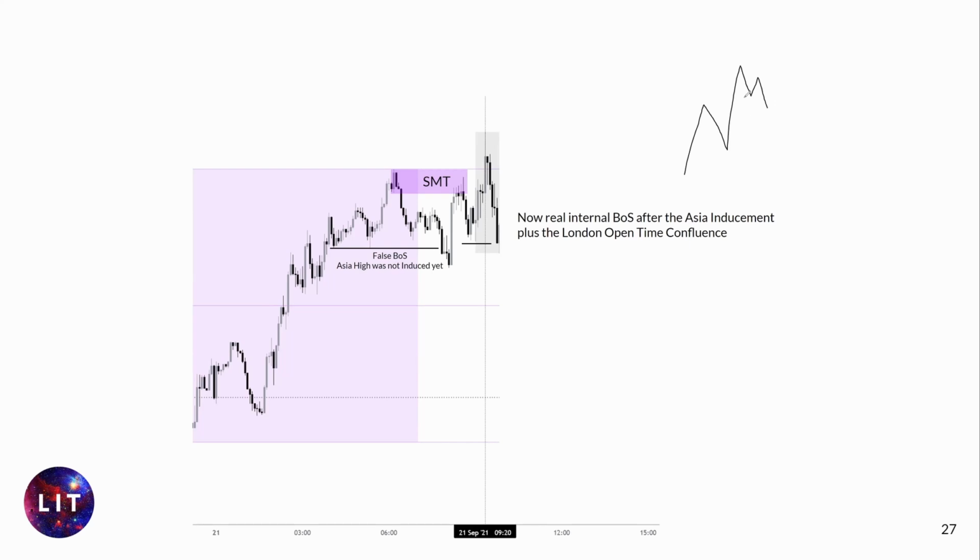This one in here is not a break of structure. This is just a lower low. Something like this would be a break of structure. Always take the structure from the left. Again, this one is not a structure point. This did not lead to a new high, right? So you always need to take the structure point to the left.